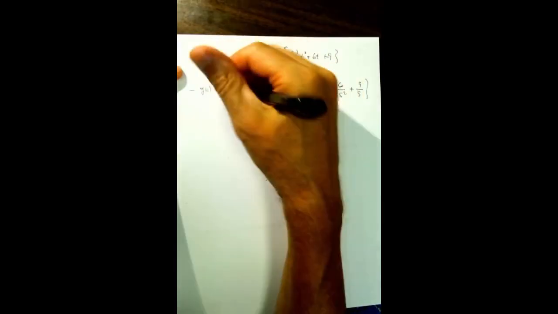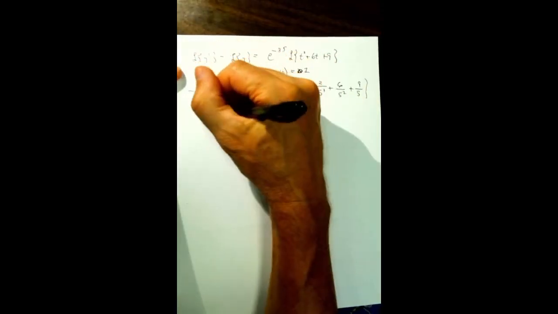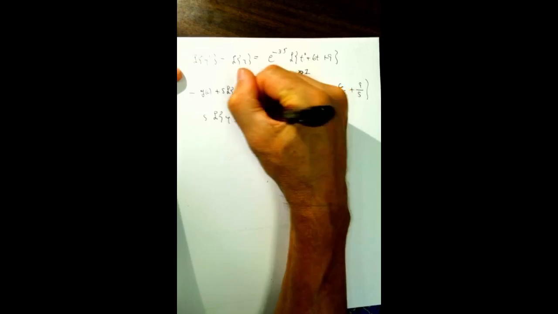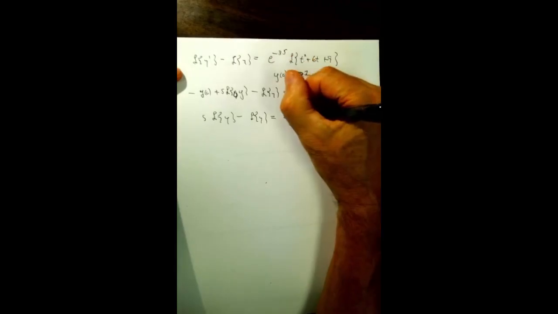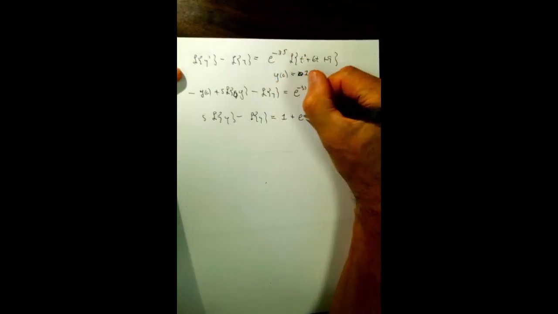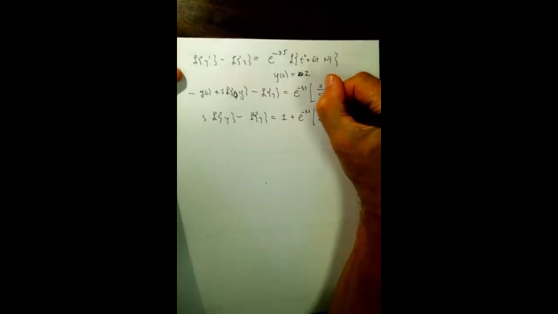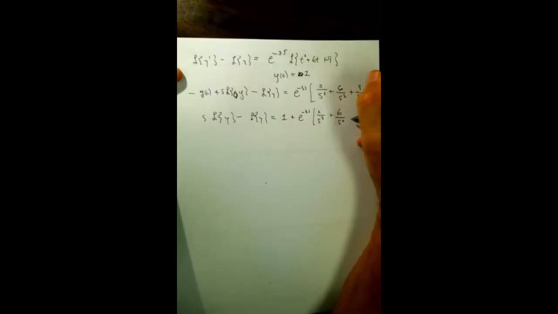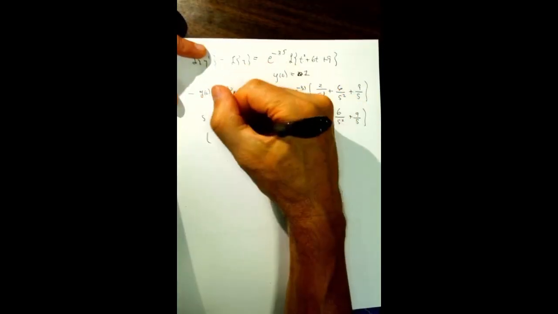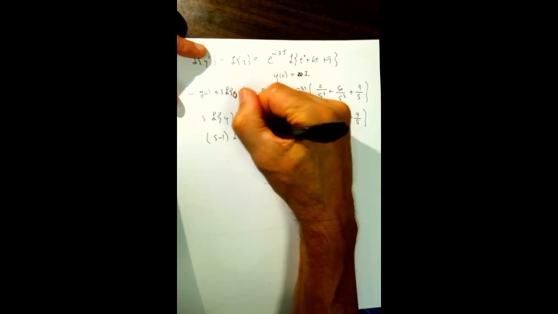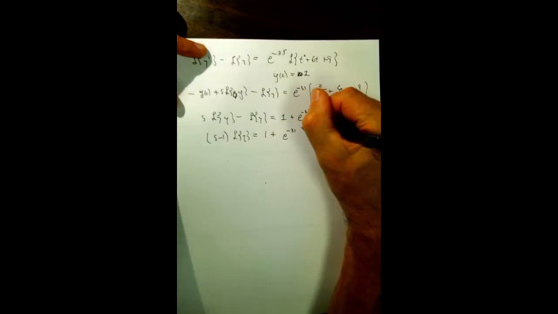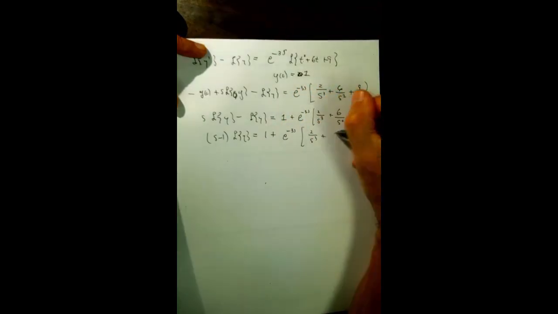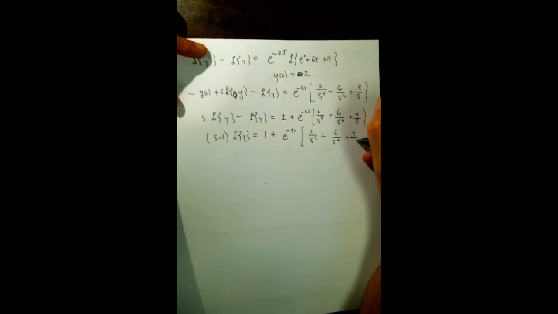And then y of 0 is 1, so I can add 1 to both sides. So I get s times the Laplace transform of y minus the Laplace transform of y is equal to 1 plus e to the minus 3s times 2 over s cubed plus 6 over s squared plus 9 over s. I can factor out a Laplace transform of y, so I get s minus 1 times the Laplace transform of y is 1 plus e to the minus 3s times 2 over s cubed plus 6 over s squared plus 9 over s.